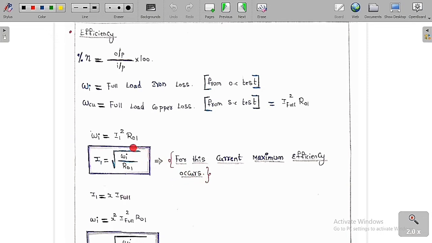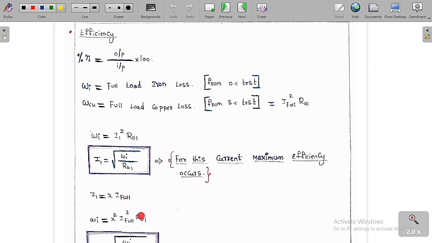So iron loss is equal to copper loss. Iron loss Wi is equal to I1 square R01, so I1 is equal to the square root of Wi by R01. For this current only we get the maximum efficiency. As I've already told you, at maximum efficiency the current is equal to x times the full load current. So if you substitute here, we get Wi is equal to x square times the full load current whole square into R01.